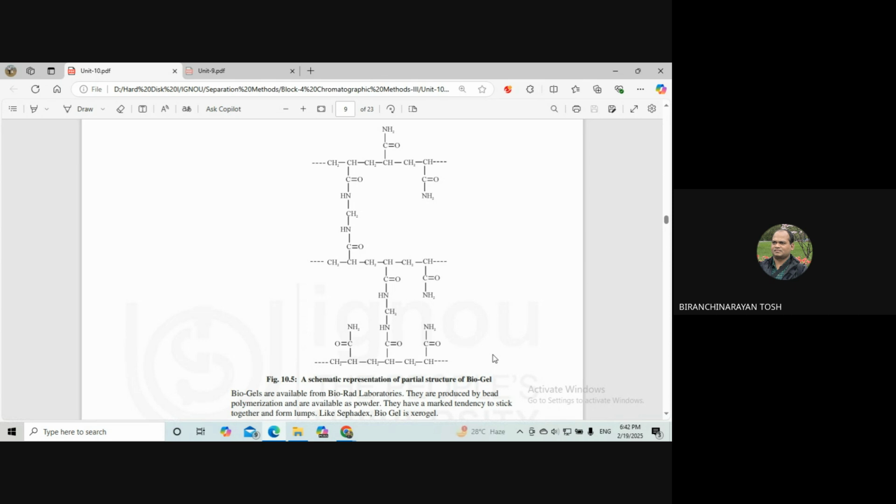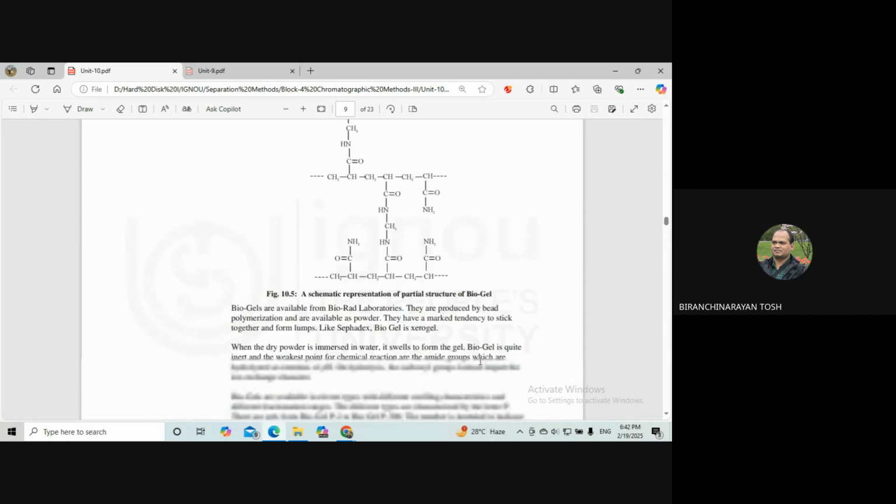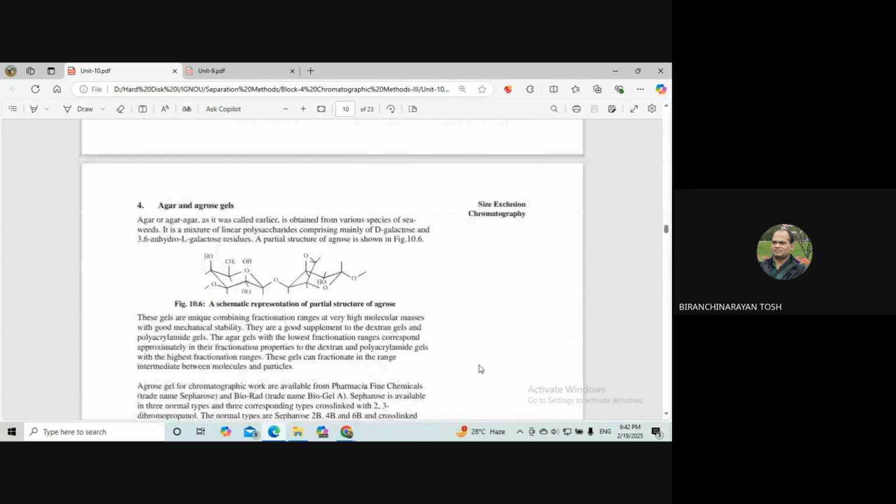Okay, then the agar and agarose gel. Agar, or agar-agar as it was called earlier, is obtained from various species of seaweeds. It is a mixture of linear polysaccharides comprising mainly D-galactose and 3,6-anhydro-L-galactose residues. Partial structure is given here.